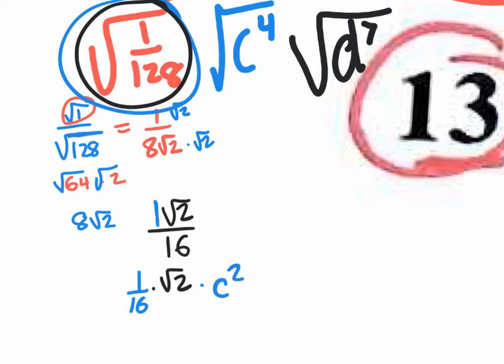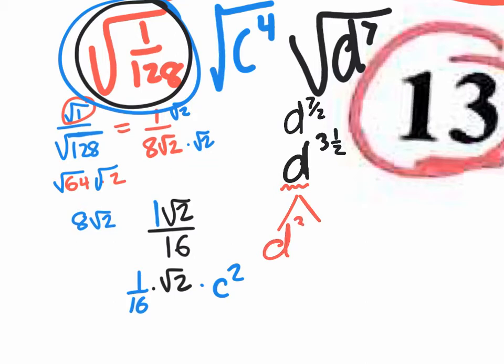And last but not least, the square root of d to the 7th, that's going to be the power over the root. So that's really going to be d to the 7 divided by 2. 7 divided by 2 is 3.5, right? So d to the 3 1/2 power, which means that we are going to use rule 1 of exponents and split that d into 2 separate d's. d to the 3 times d to the 1/2.